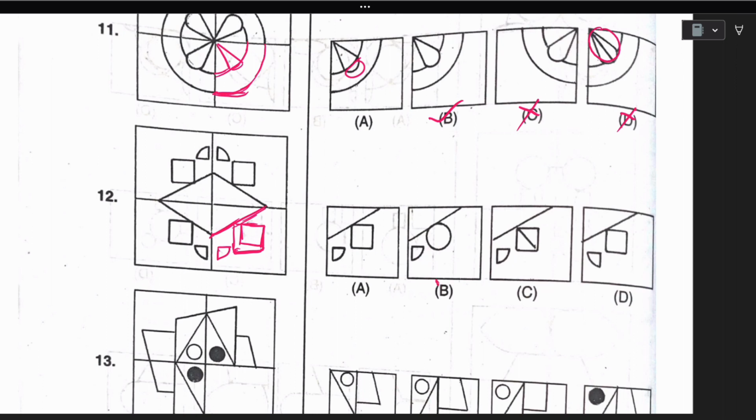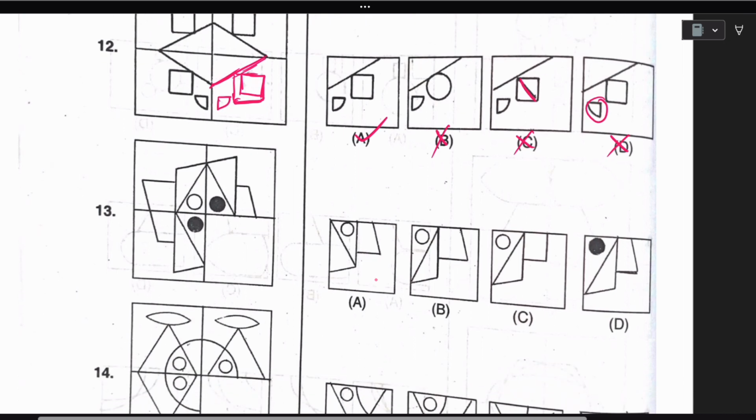Here they have given a circle, so we will be eliminating this, and here we don't want this extra line, so C is also eliminated. Here the direction of this is different, so D is also eliminated, and the correct direction and correct figure is there in A, so we will be selecting A as our correct answer.